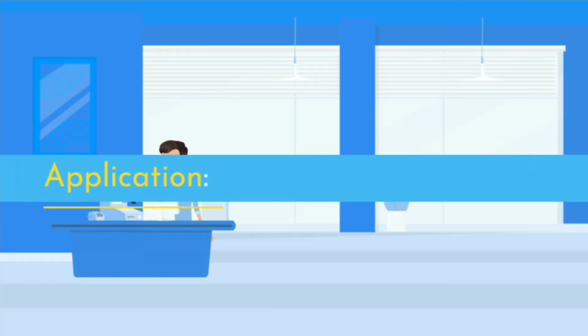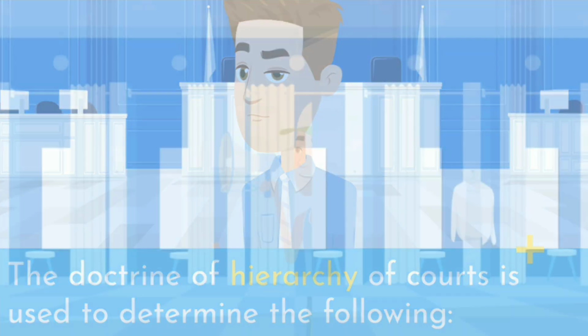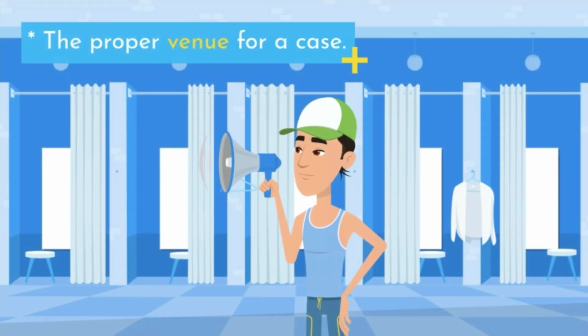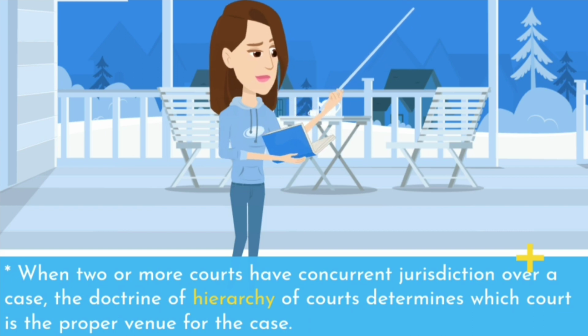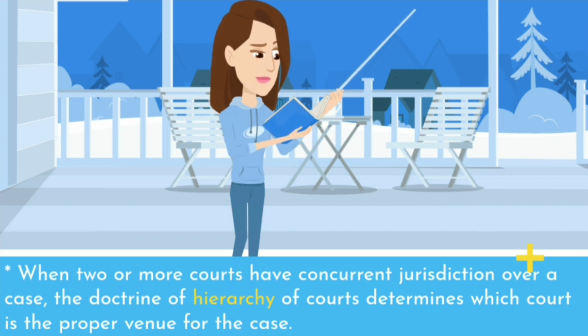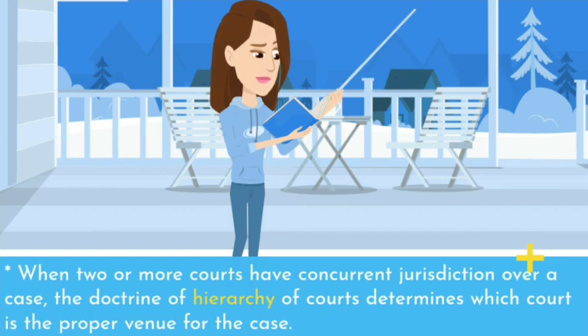Application. The doctrine of hierarchy of courts is used to determine the following: the proper venue for a case. When two or more courts have concurrent jurisdiction over a case, the doctrine of hierarchy of courts determines which court is the proper venue for the case.